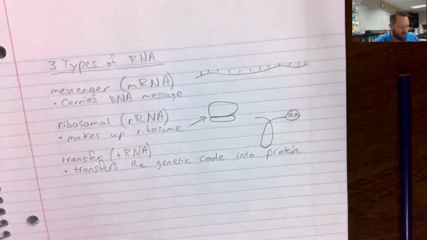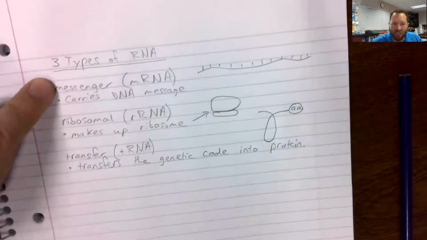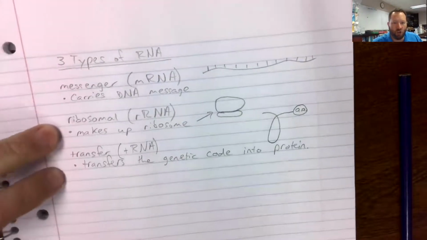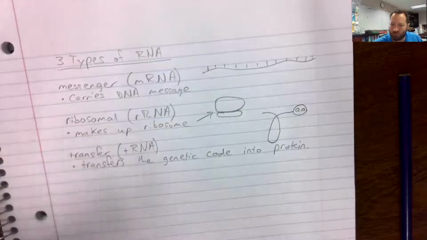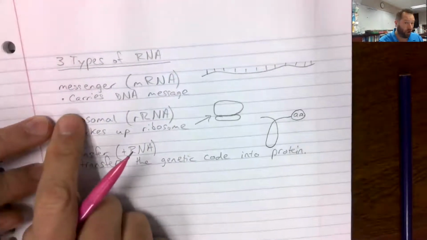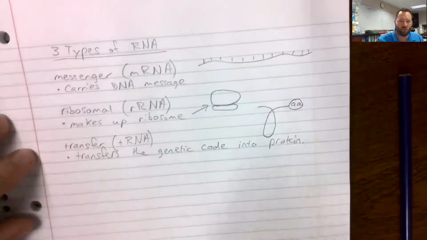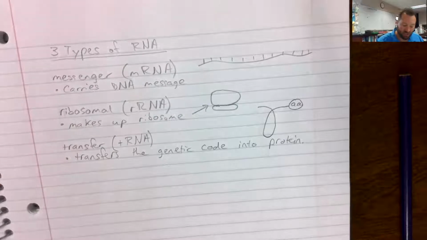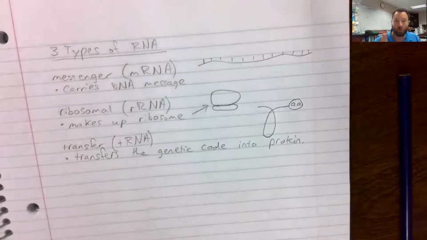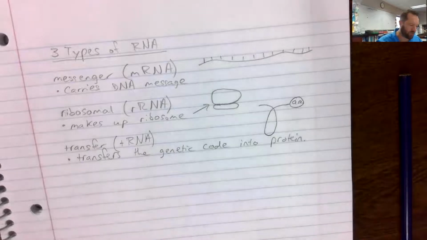Ultimately, we're going to work with messenger RNA a little bit more in this next section. But these two, rRNA and tRNA, don't sweat them. All you need to know is exactly what you see. There's rRNA, and it makes up the ribosome. And there's transfer RNA, and that's what transfers the genetic code into protein. We'll work more with these two, especially next unit, so don't sweat too much about them.